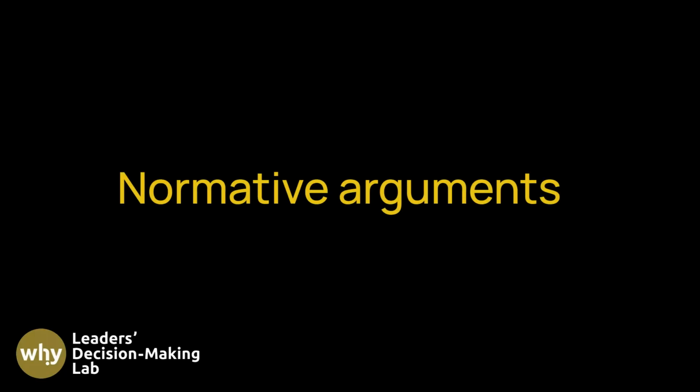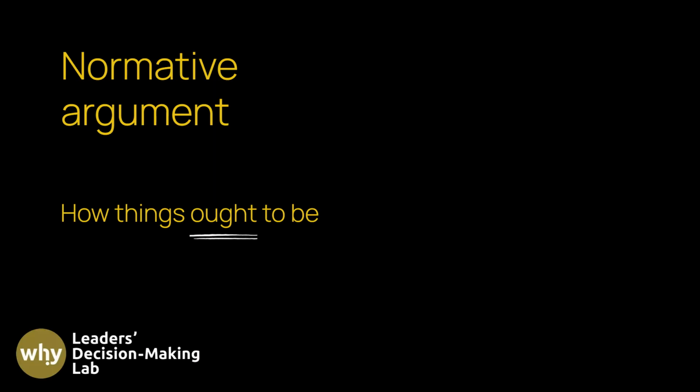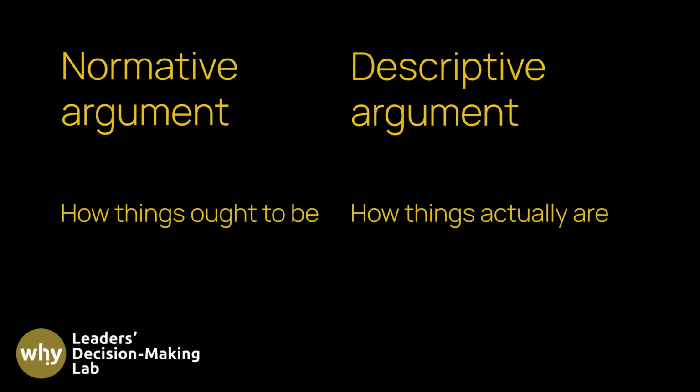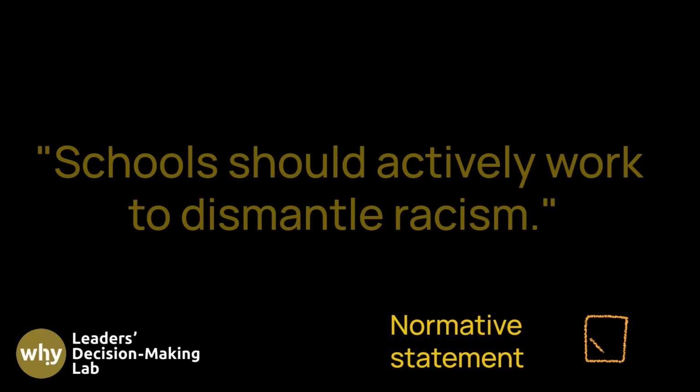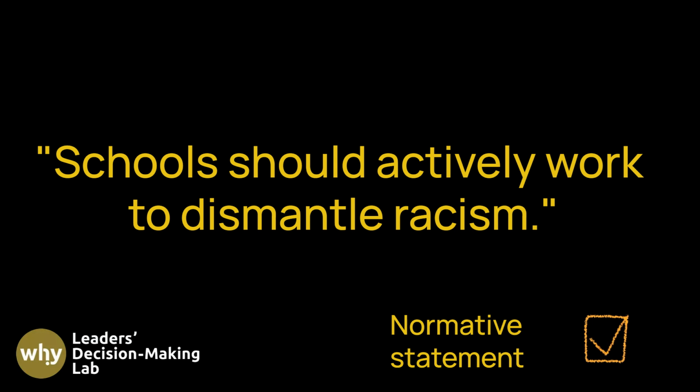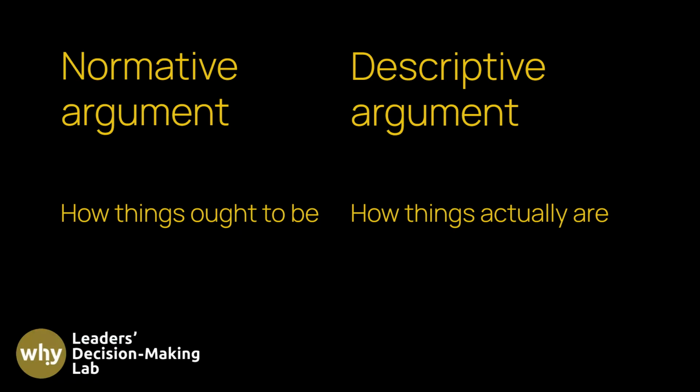In addition to catch-all constructs and theories in leadership, another reason for the lack of falsifiability is the prevalence of normative arguments in leadership research literature. Normative arguments are statements about how things ought to be, rather than descriptions of how things actually are. For example, the claim, "schools should actively work to dismantle racism," is a normative statement. It expresses a value judgment about what schools ought to do, rather than an empirical observation of what schools currently do.